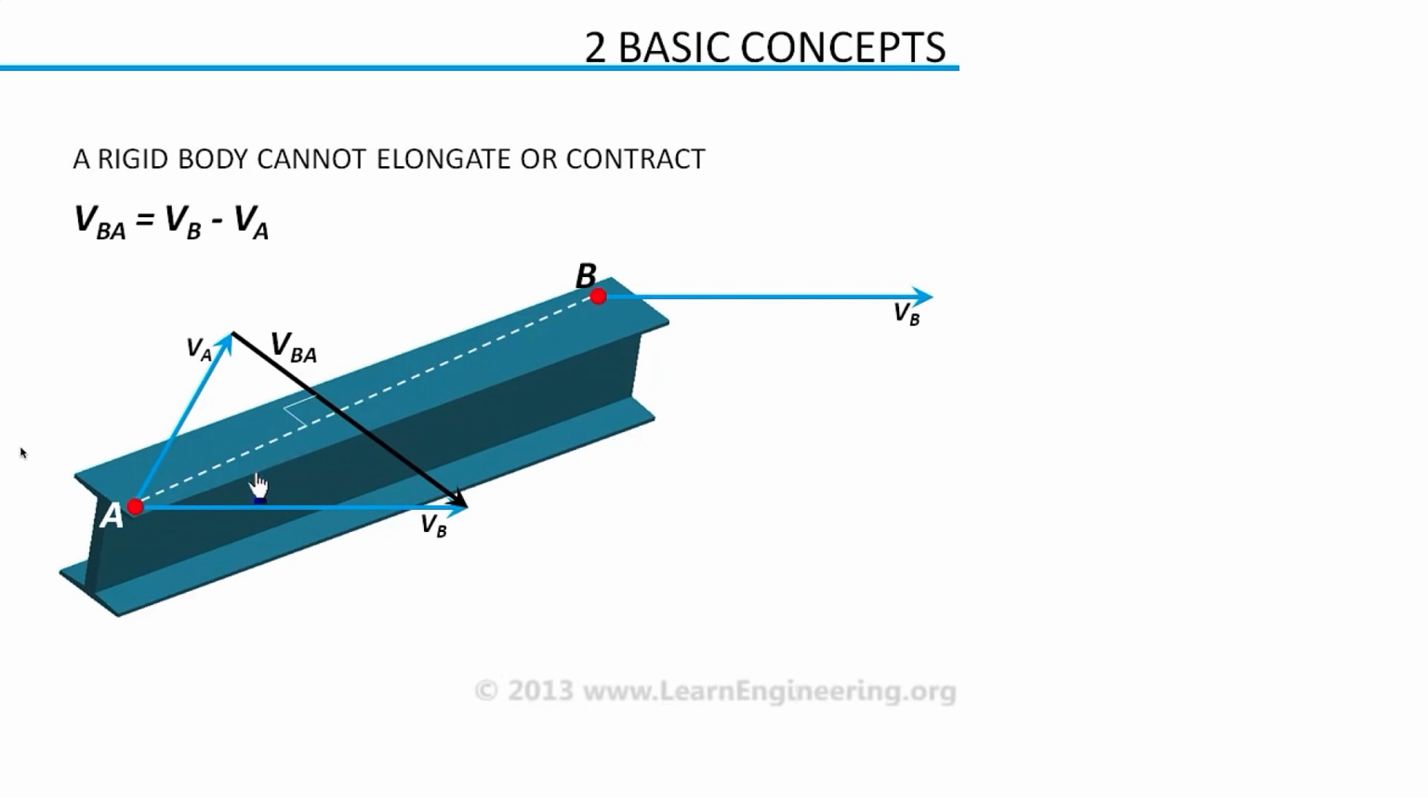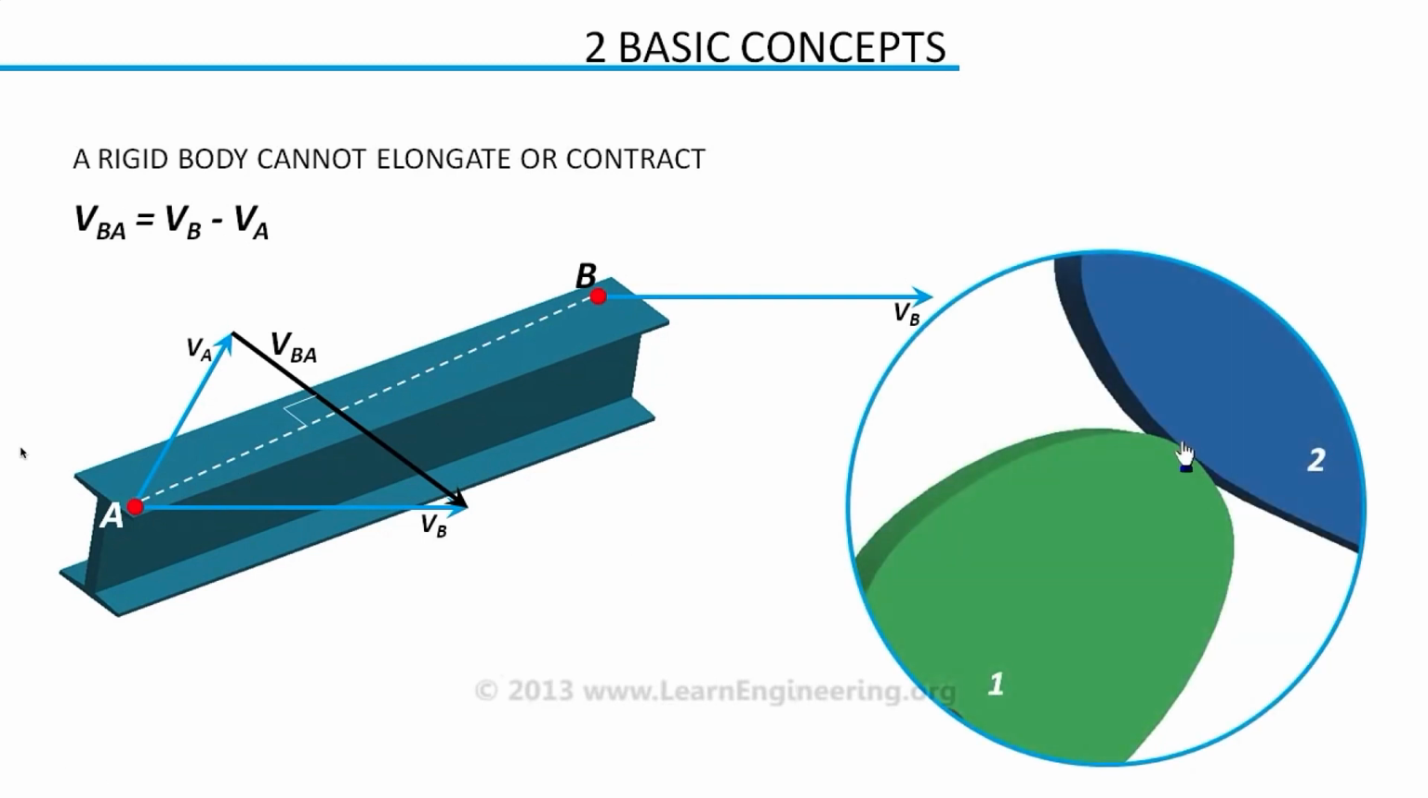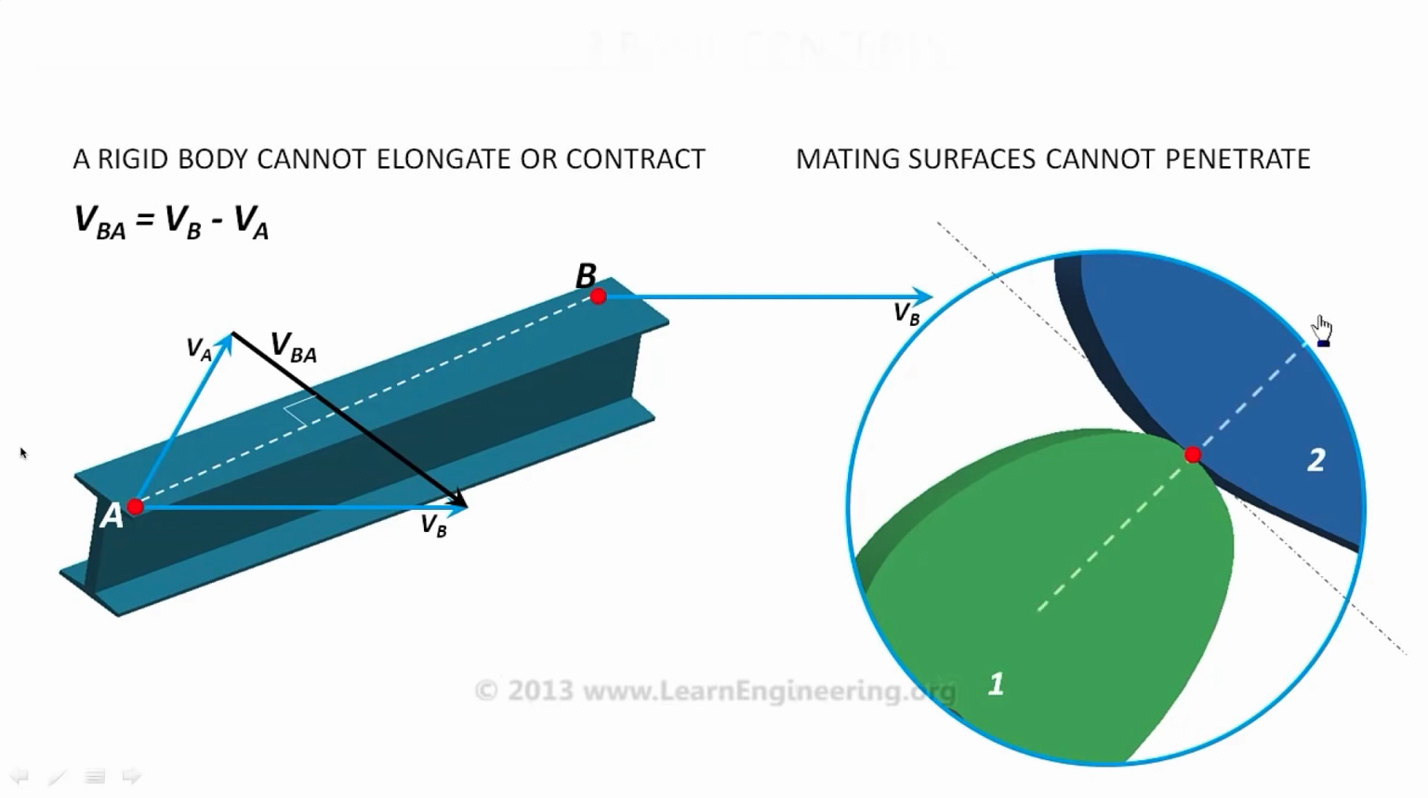Second concept is applicable to mating surfaces. Mating pair of surface will never penetrate. This is the common mating point, or mating line for both the links. This line represents common normal. The same point can have different velocity on different links. No penetration means velocity component of both the link velocities along common normal should be equal.